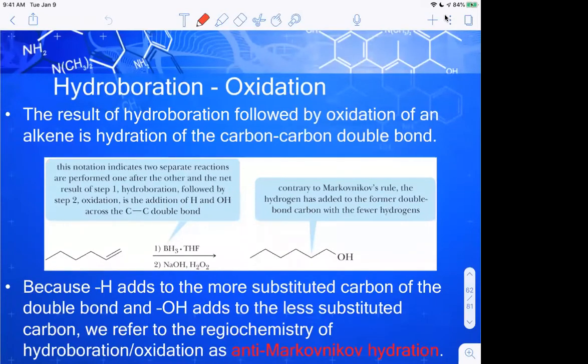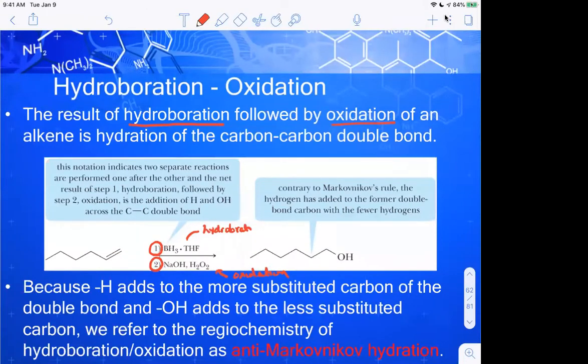Hydroboration oxidation is a two-step sequence. So the first step is going to be a hydroboration. The second step is oxidation. Now notice on my arrow, I have a 1 and a 2. So this is the first step, which is the hydroboration. And this is the second step, which is the oxidation.